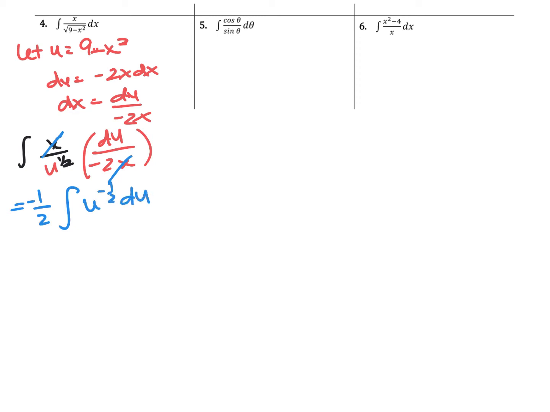Now this problem actually is something we could have solved in Unit 4. There is no natural log component because I didn't end up with 1 over u. I ended up with 1 over u to the power of 1/2. So again, don't forget the things that you learned before this.